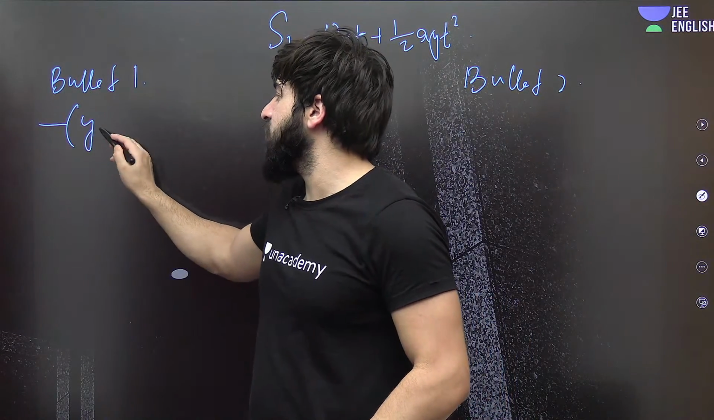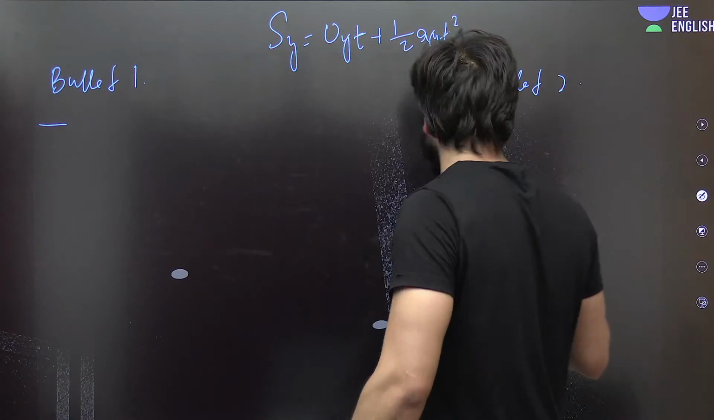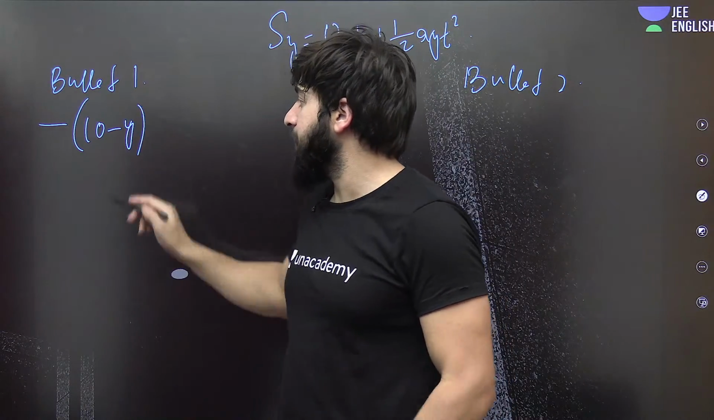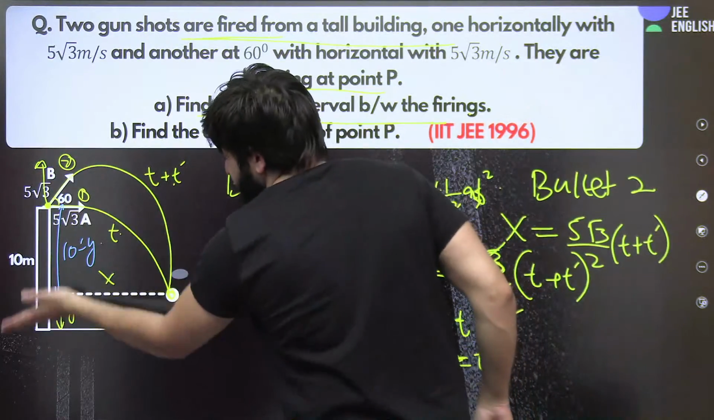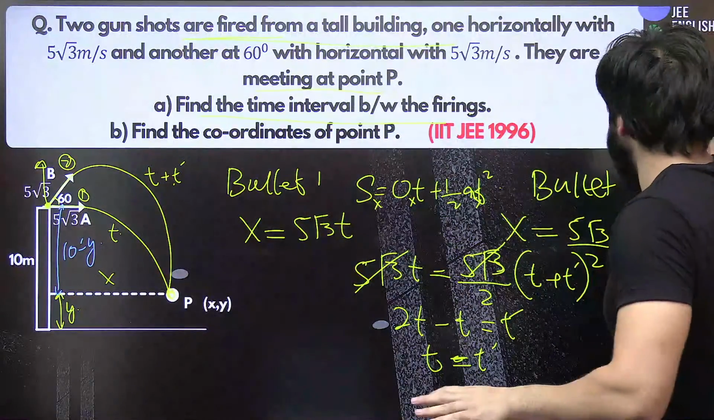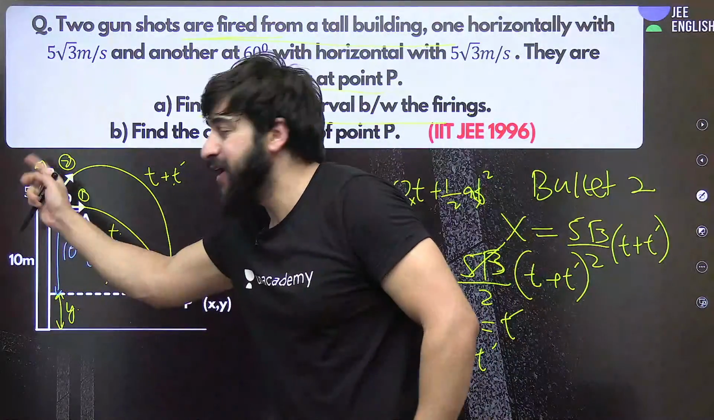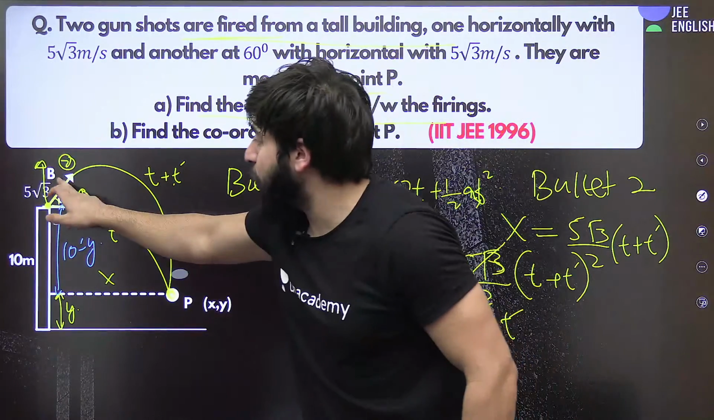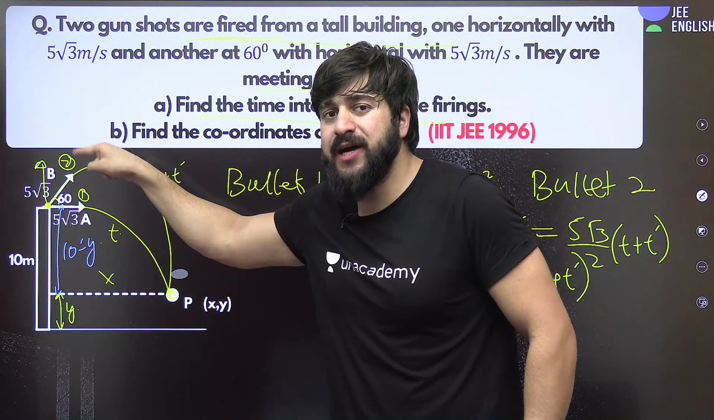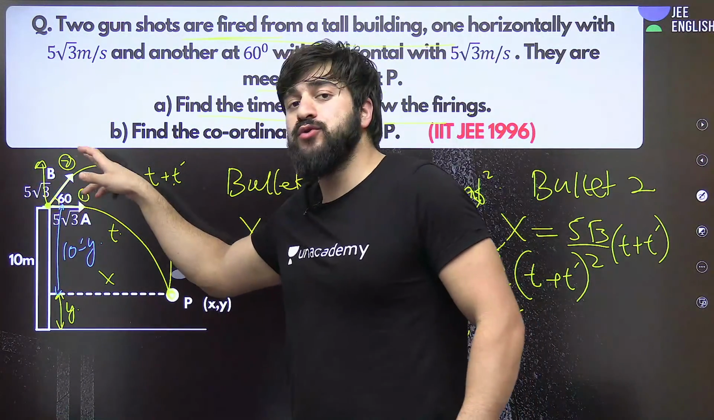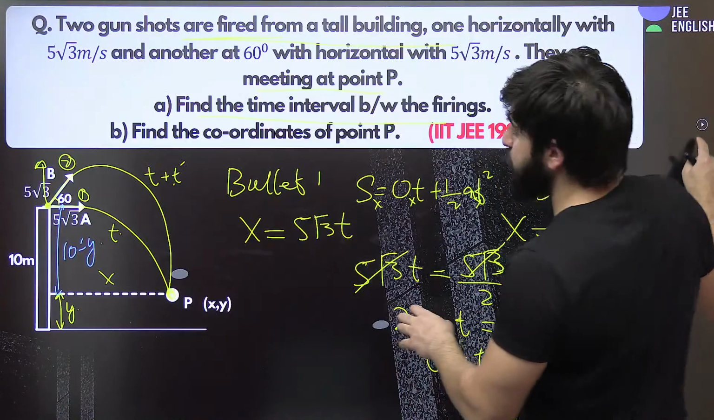You'll just write minus of this 10 minus y is equal to y minus, because you'll say, sir, take this negative because this has displaced from the original point. It is equal to initial velocity in y direction. What is the initial velocity in y direction in this case? That is 5 root 3 multiplied by sine of 60 degrees, root 3 by 2. When you multiply 5 root 3 into root 3 by 2, that will be 7.5.